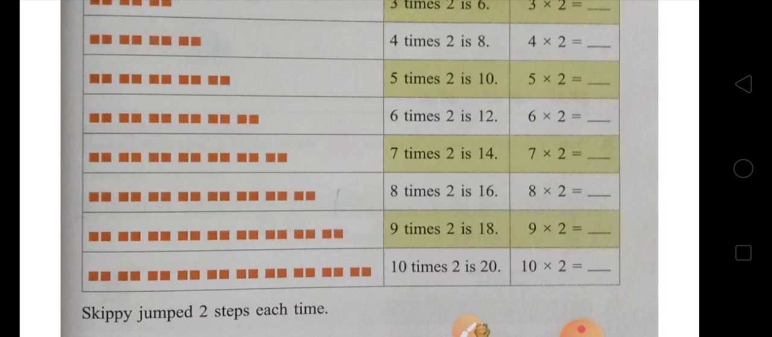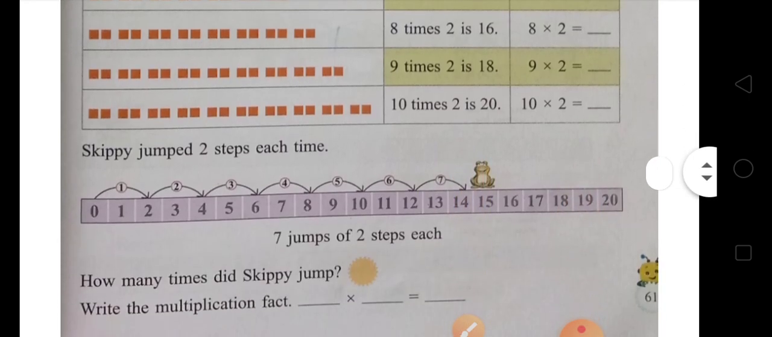Now you have learned Skippy jumps 2 steps each time. You can see here that Skippy the frog jumps 2 steps each time. From 0 he goes to 2, from 2 he goes to 4, from 4 to 6, from 6 to 8, from 8 to 10, from 10 to 12, and after 12 he goes to 14.